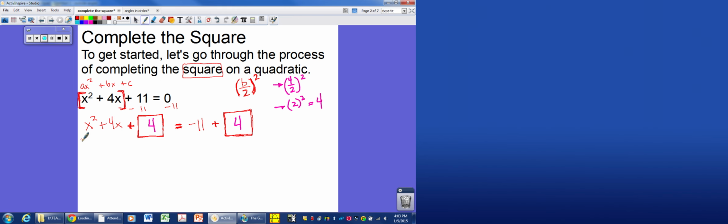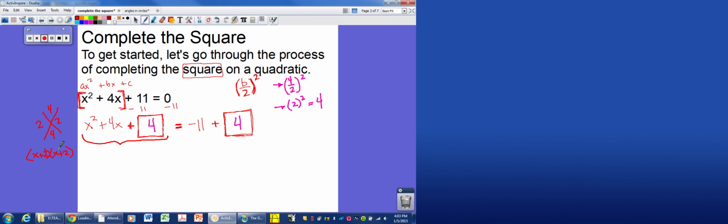Okay, so what we've done is we have made this into a perfect square quadratic. So you can think about it: what numbers multiply to give you 4 and add to give 4? Because we want to factor this. Those numbers are, of course, 2 and 2. So the factors of this are x plus 2 and x plus 2.